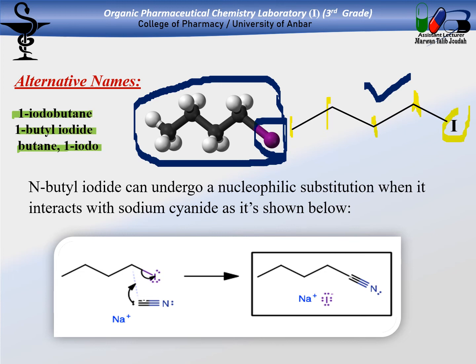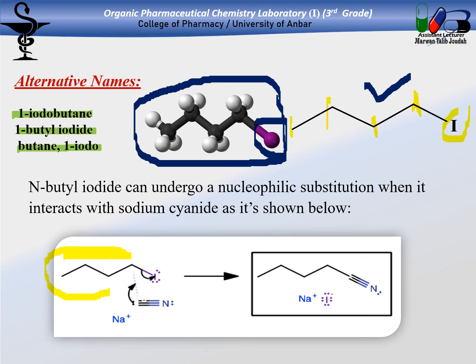So n-Butyl iodide can undergo a nucleophilic substitution when it interacts with sodium cyanide, as it's shown below. So let me show you how this mechanism is done. First of all, we have the n-Butyl iodide, okay, this is it, on the left, and we have the CN, the cyanide or sodium cyanide. So the bond between sodium and cyanide is an ionic bond. So it's negative and positive partials.